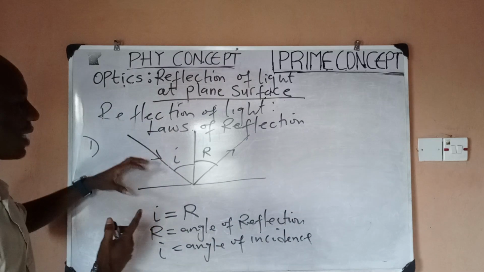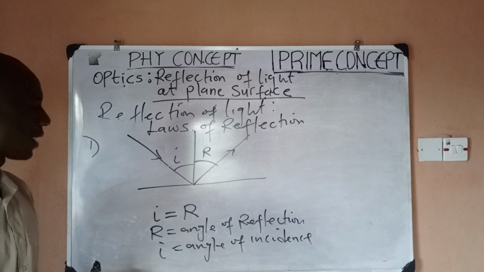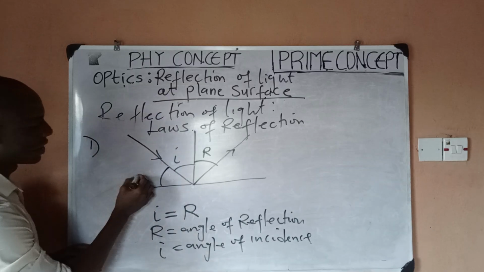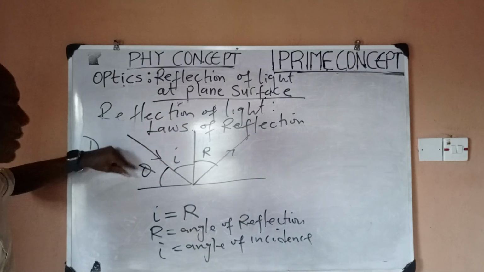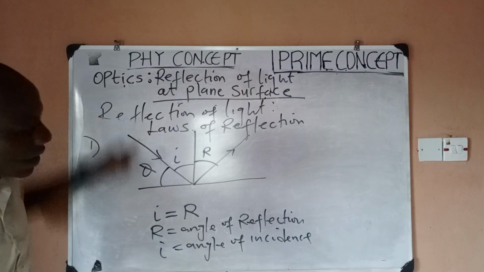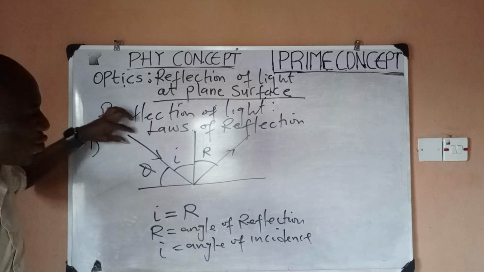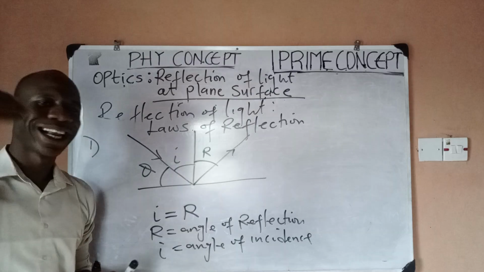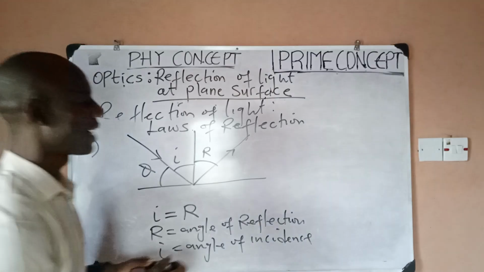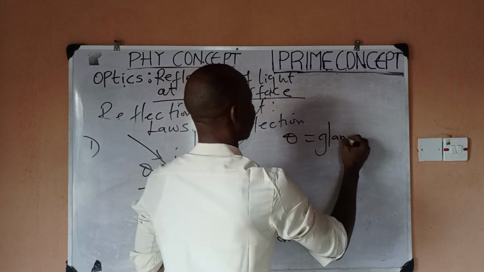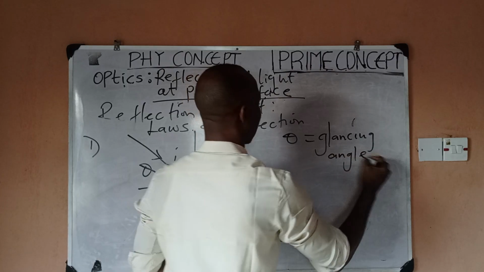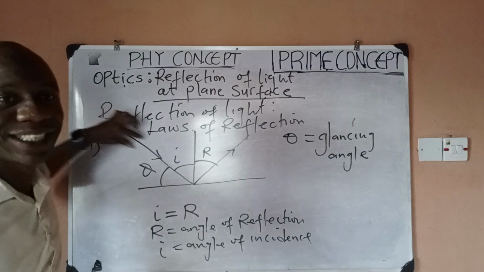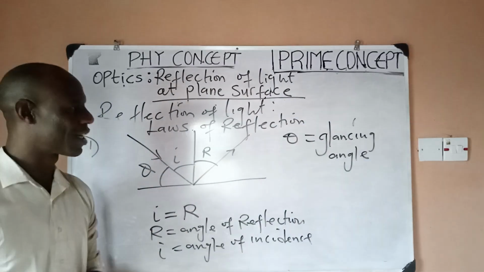Now, we want to point out some other things here before we go to the second law of reflection. We have another angle here. I'm going to call this angle theta. Theta is the angle between your incident ray and the surface. Theta is actually known as the glancing angle, or angle of glance. So your glancing angle is the angle between your incident ray and your surface.